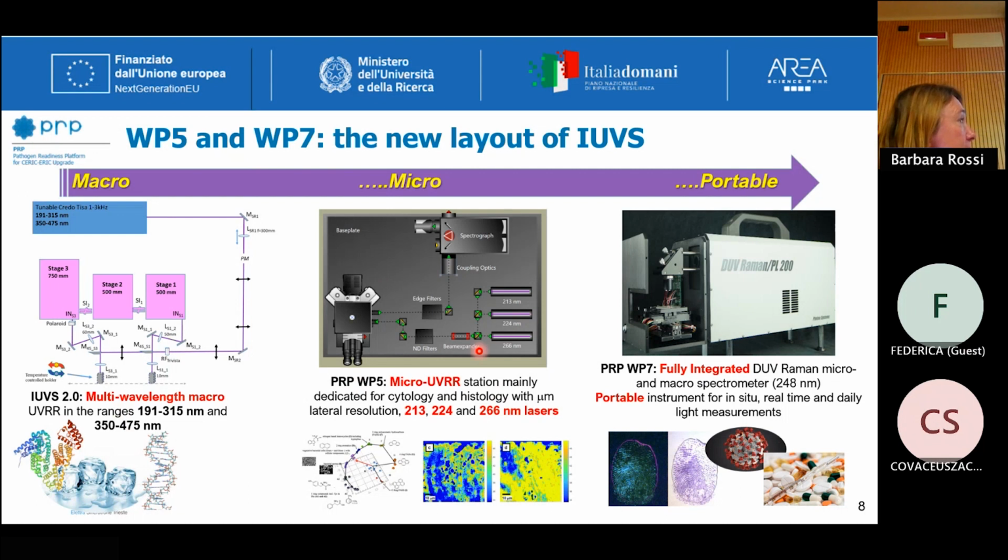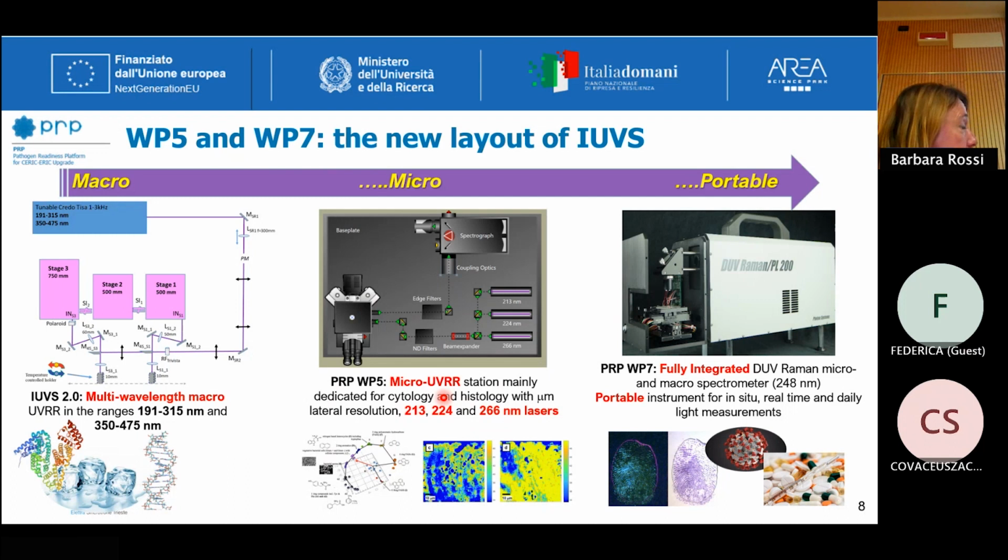The implementation that we plan: we are buying this microscope that will be coupled with the spectrometer, and so we have the possibility to also collect micro UVRR spectra. This station will be mainly dedicated to cytology and histology, because we add to the spectroscopic information also the lateral resolution, so the possibility to collect mapping and to collect different Raman UV resonance Raman spectra from different points of the sample.